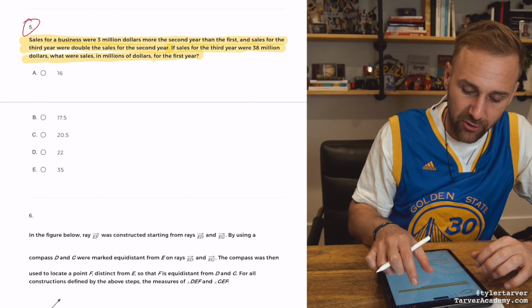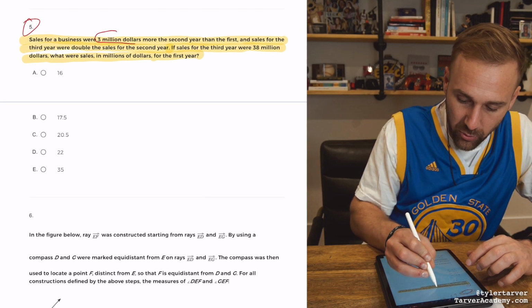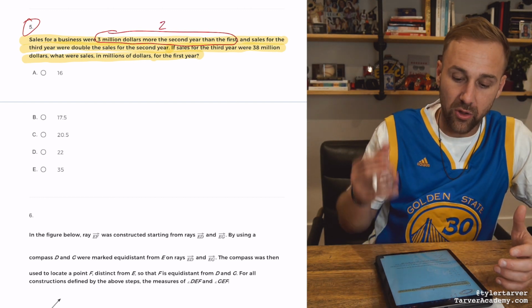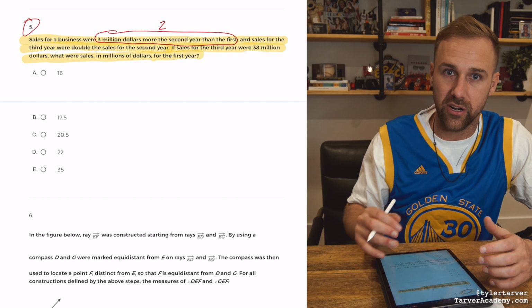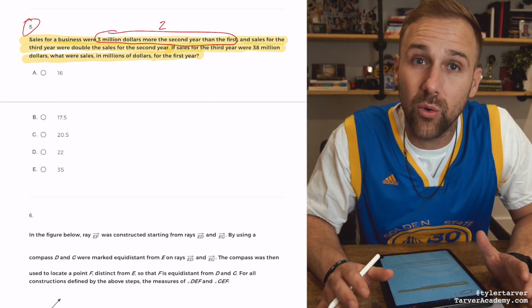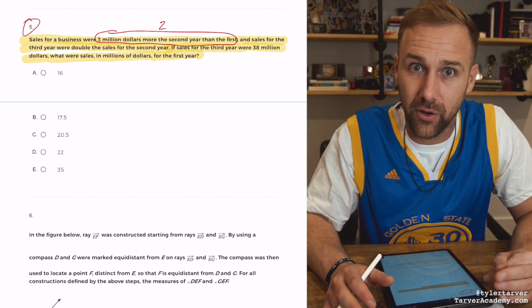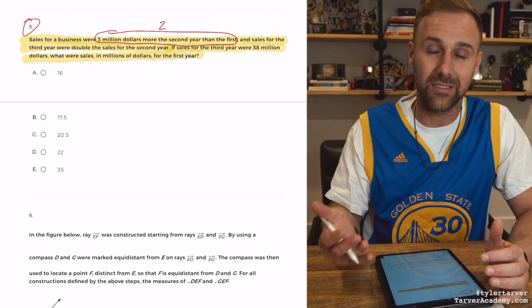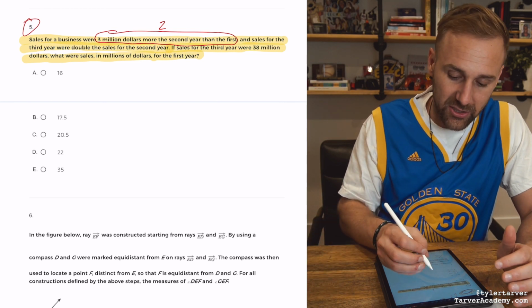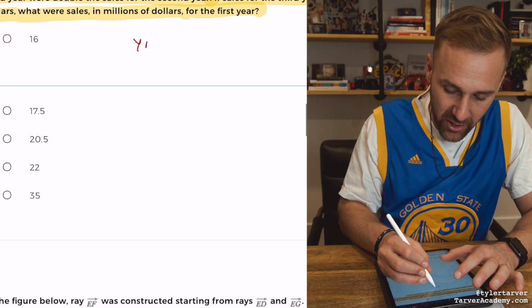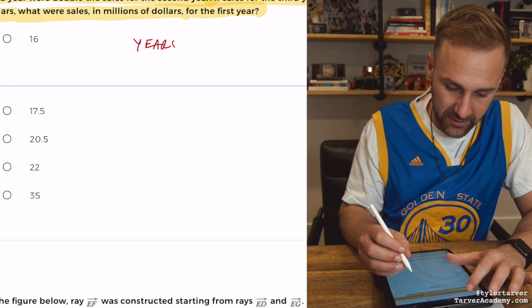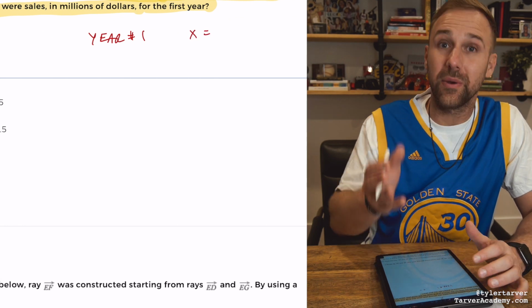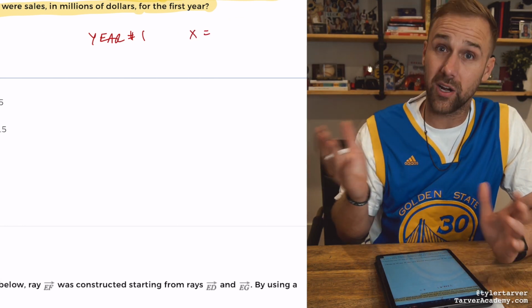Okay, so here we go. Sales for business were $3 million more the second year than the first. So in the second year, we made $3 million more than we did the first year. Now, here's the problem. We don't know what we made the first year. So, in math, what do you put down for something you don't know? It's a variable, an X. So say this is year one. That is X. Do we know how many millions? No, we don't. So we're not gonna put anything.